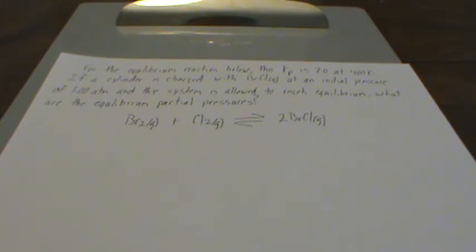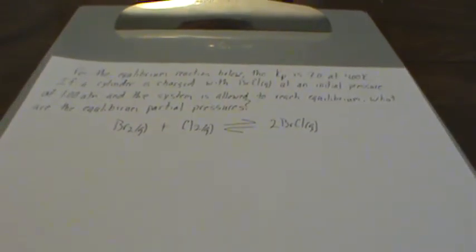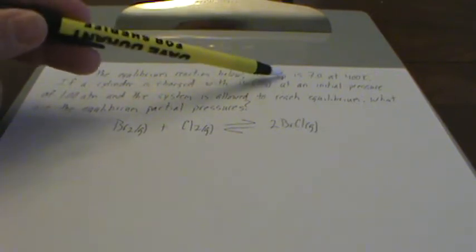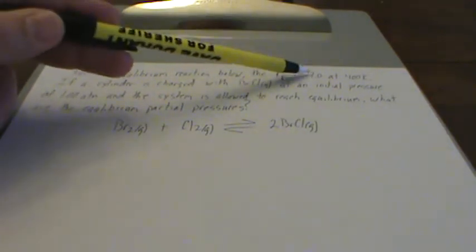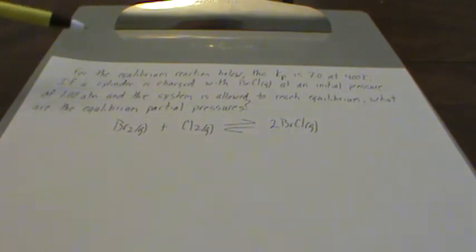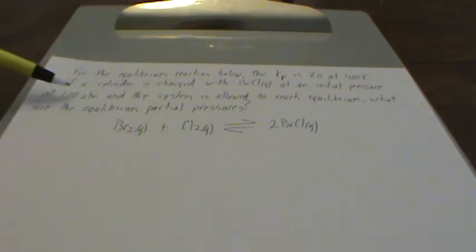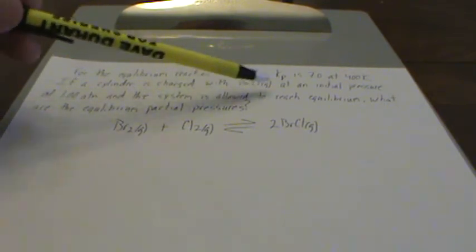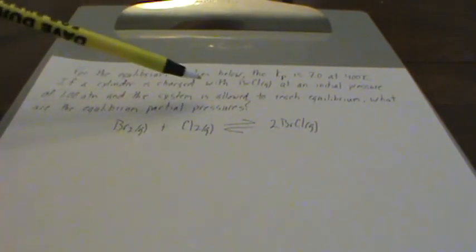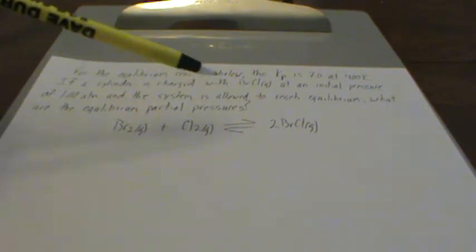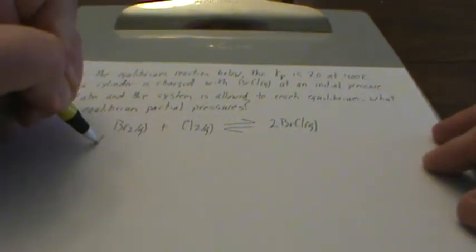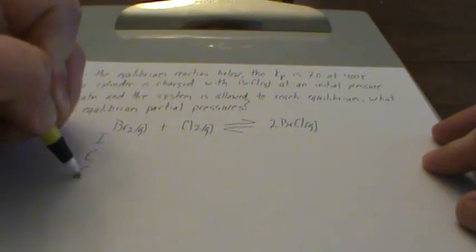Super simple. Okay, so today as a review, we're going to be figuring out equilibrium partial pressures. So the problem says for the equilibrium reaction below, K of P, so P representing pressure, is 7.0 at 400 Kelvin. If a cylinder is charged with BrCl at an initial pressure of 1 atmosphere and the system is allowed to reach equilibrium, what are the equilibrium partial pressures? Here's our reaction. So let's go ahead and set up our ICE table.